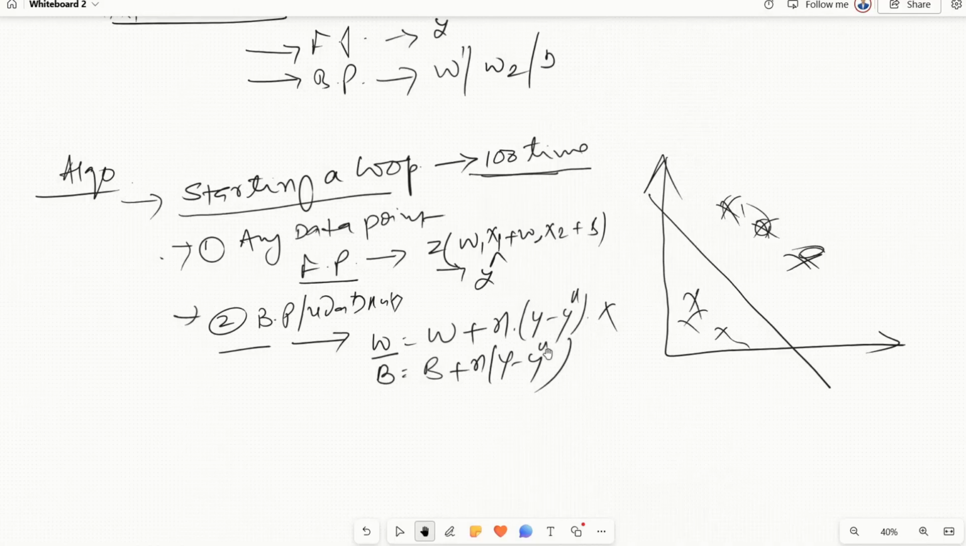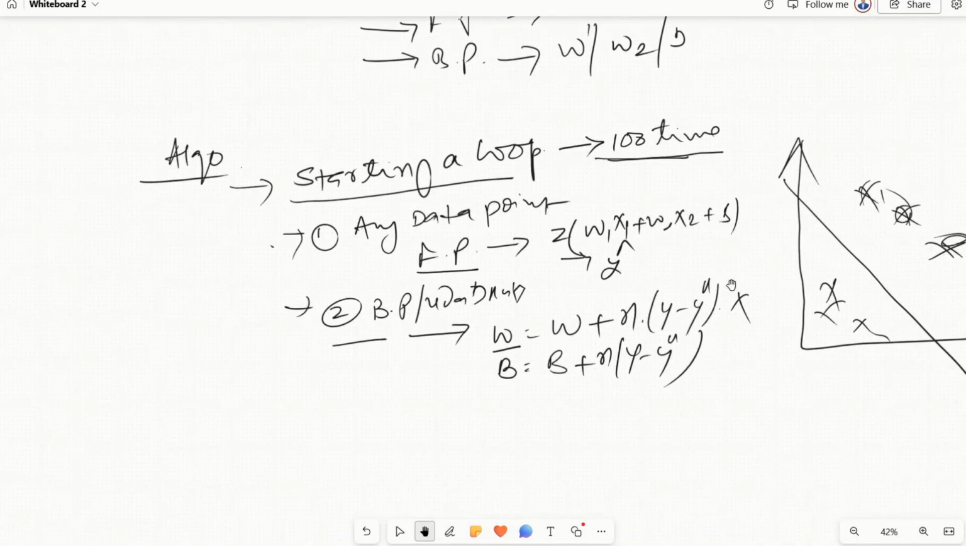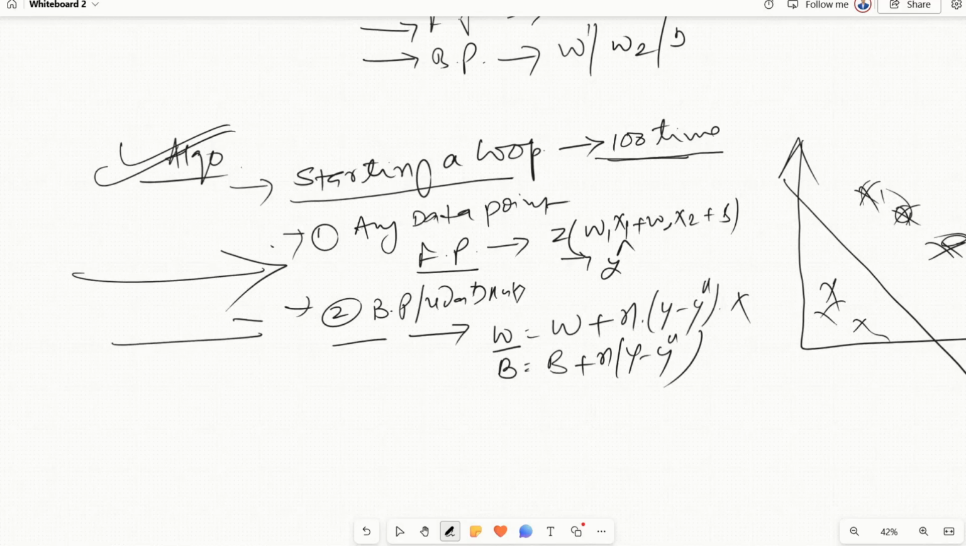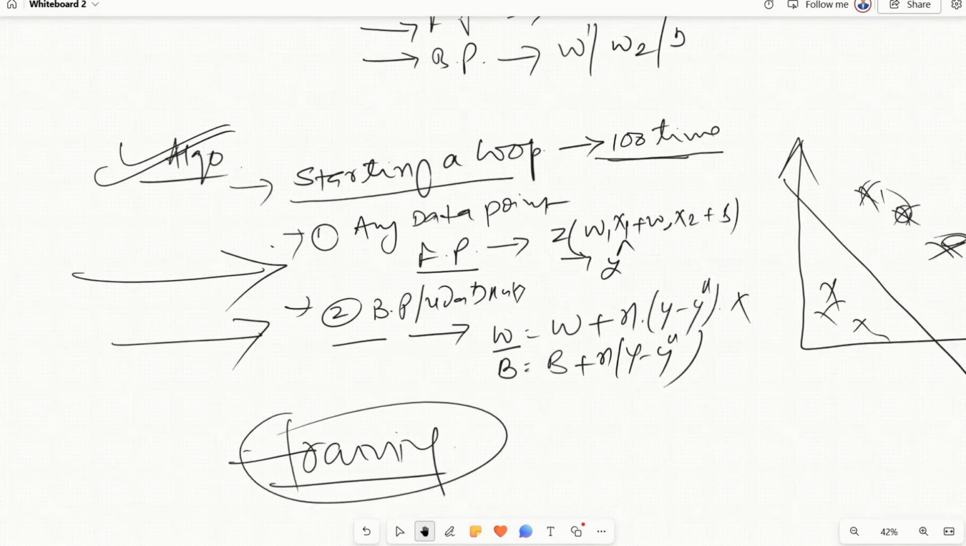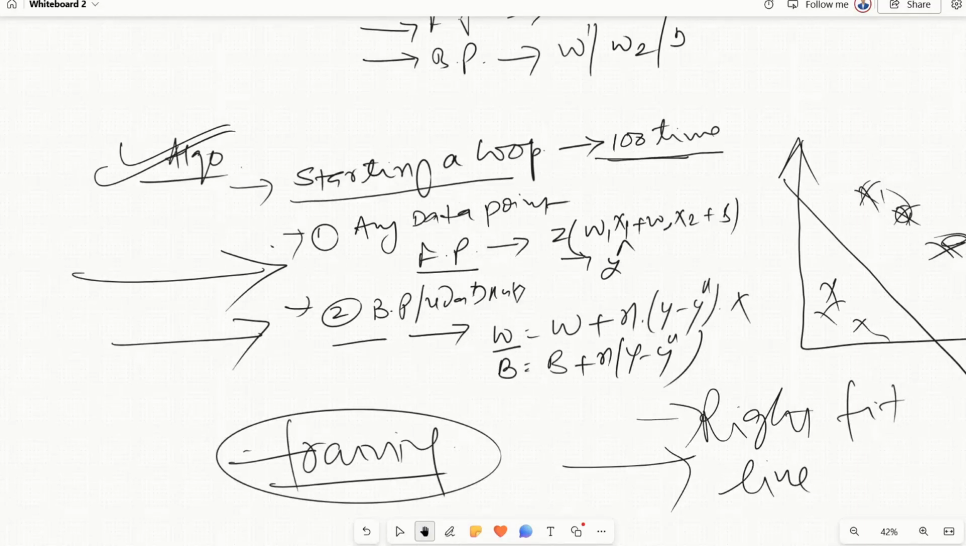So this is how the update happens. This is a simple algorithm for update, and this whole thing is called training. This is what is called training of the perceptron. After the training, the purpose is to find the right fit line to separate my clusters of data, and this is the equation behind that.